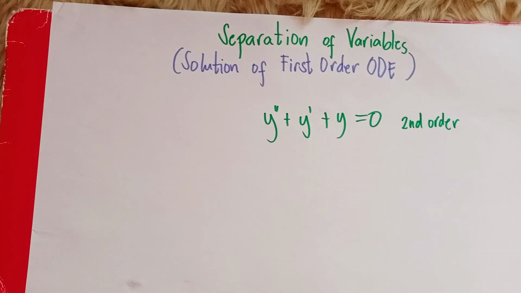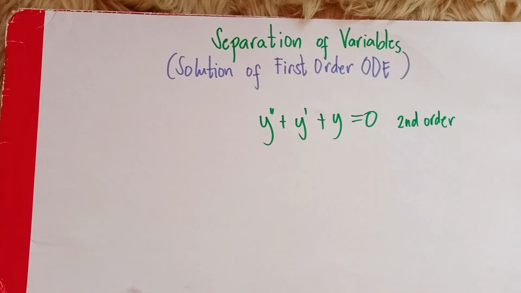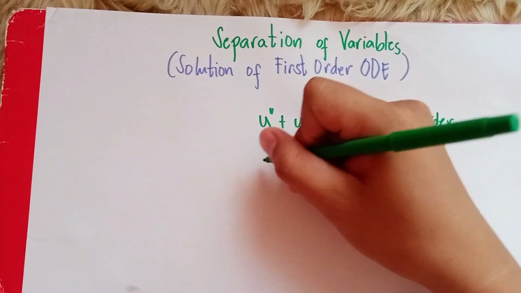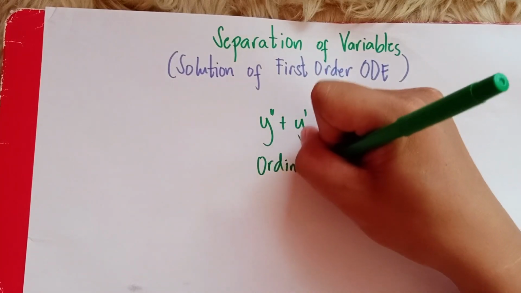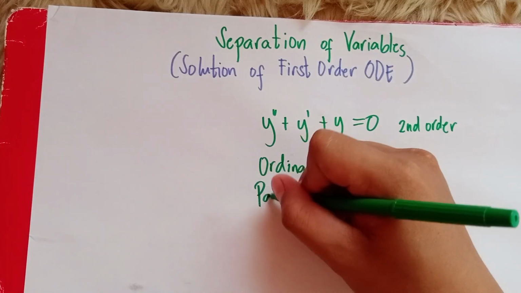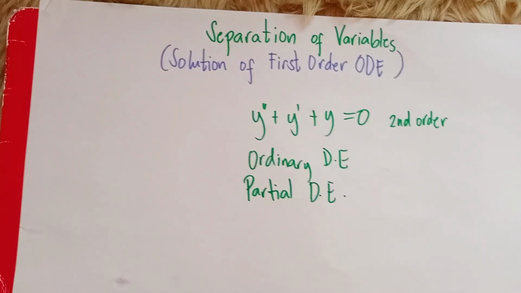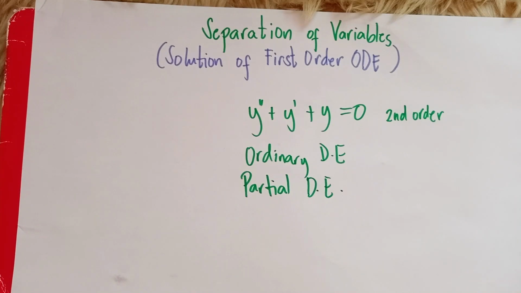Then, we are going to focus only on the ODE or the ordinary differential equation. So, take note mga boss, we have two kinds of differential equation. We have the ordinary differential equation, and we have partial differential equation. So, what is the difference between ordinary differential equation and partial differential equation? When we speak of ordinary differential equation mga boss, it contains only one independent variable.